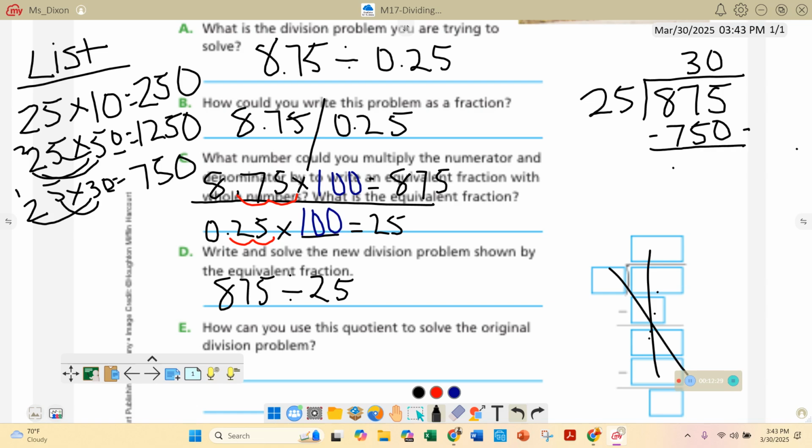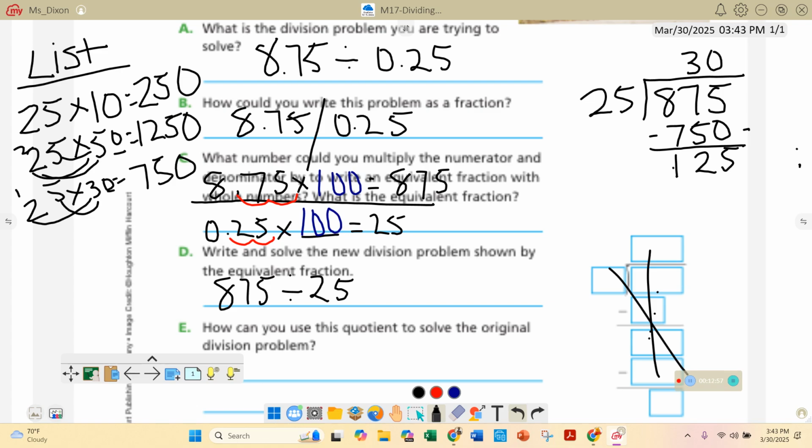Subtract. 5 minus 0 is 5. 7 minus 5 is 2. And 8 minus 7 is 1. Can we stop? Of course we can't, because our remainder, 125, is more than our divisor of 25. So we have to keep going.